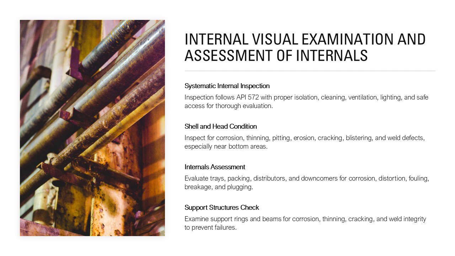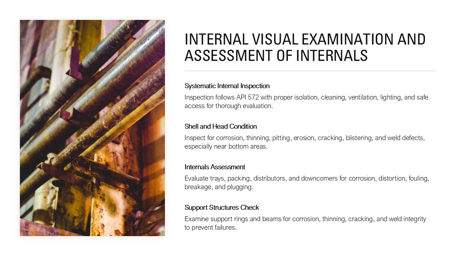The internal shell and heads should be examined for general corrosion, localized thinning, pitting, erosion, and cracking. Special attention should be paid to the bottom head and lower shell courses, where corrosive liquids and sediments often accumulate. Inspectors should look for evidence of corrosion under deposits, blistering, bulging, or weld-related defects. Any signs of hydrogen damage, stress corrosion cracking, or high-temperature degradation should be documented and evaluated.